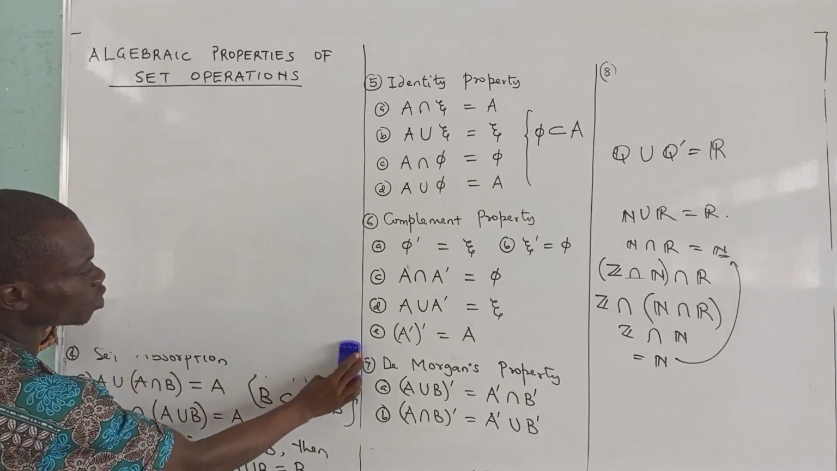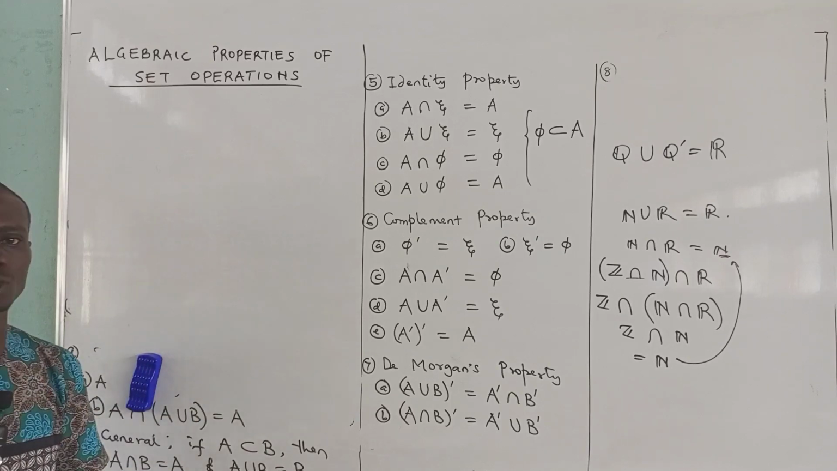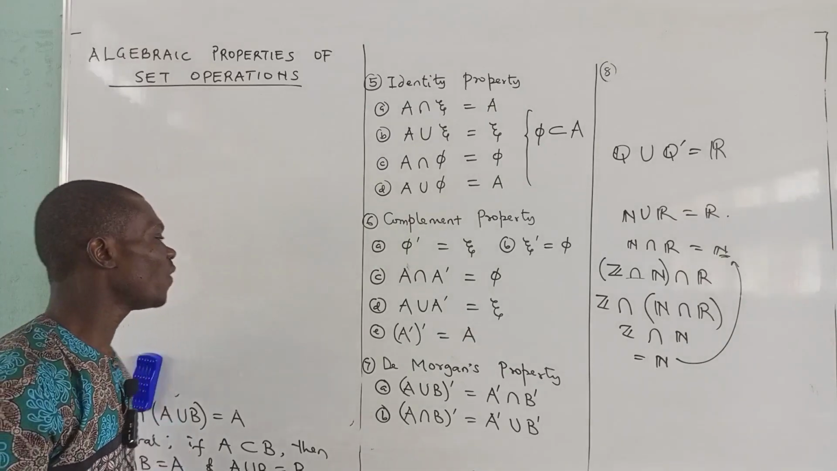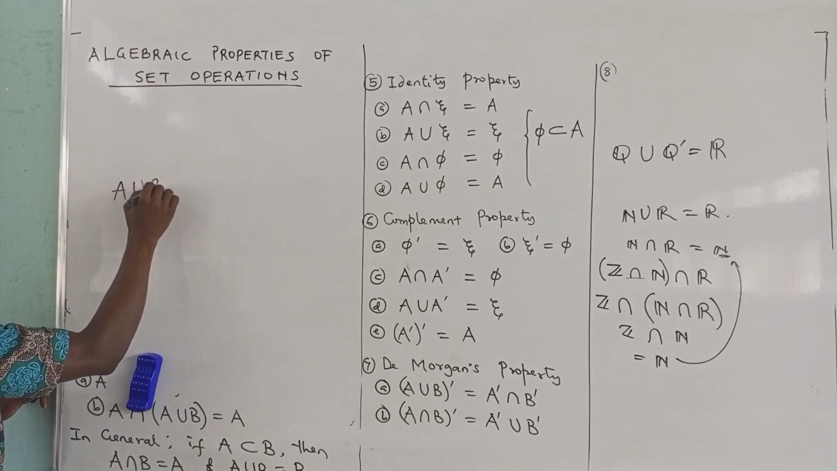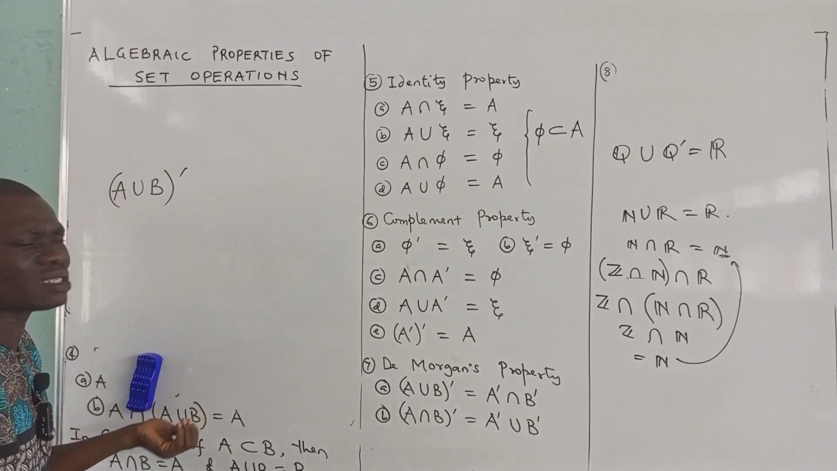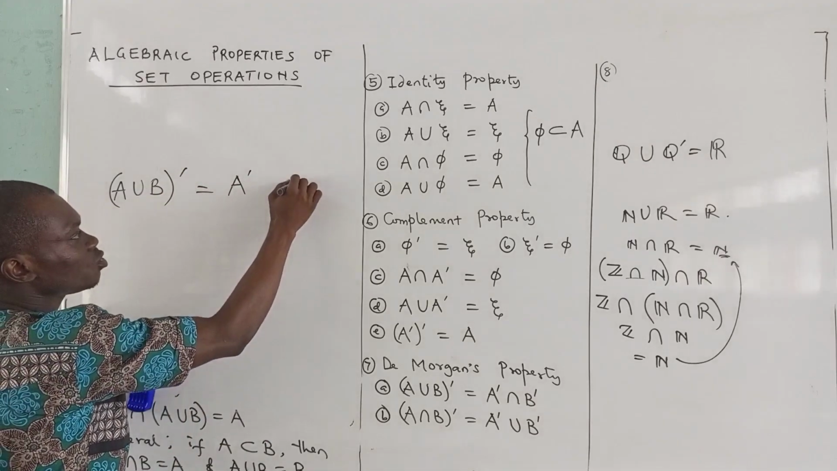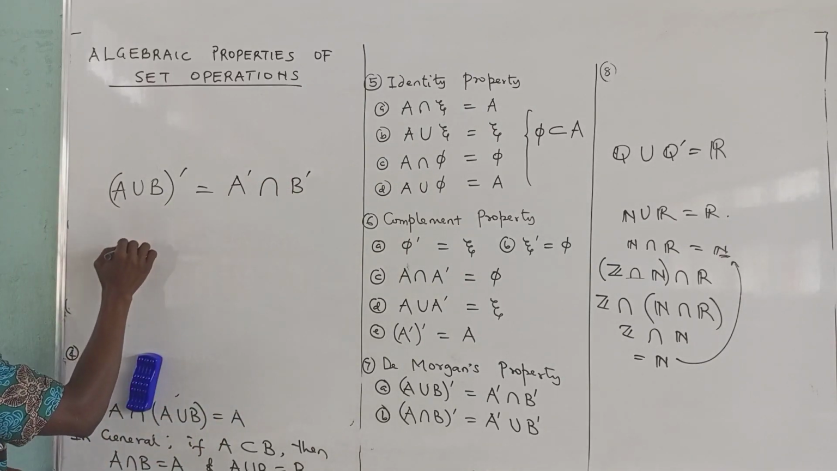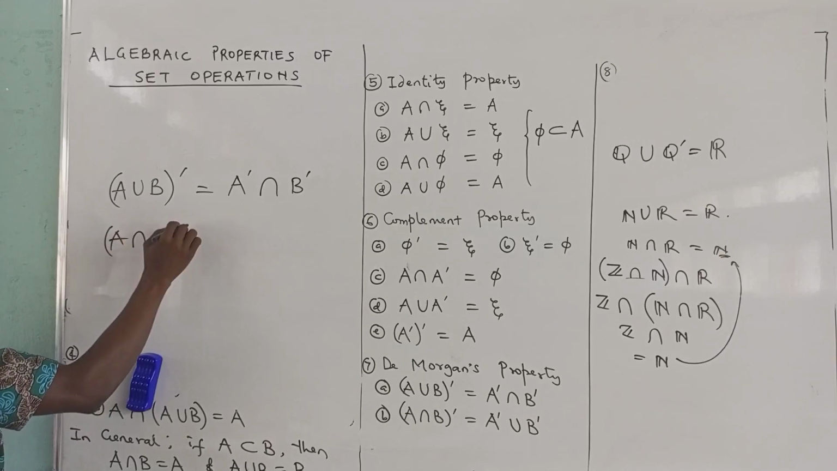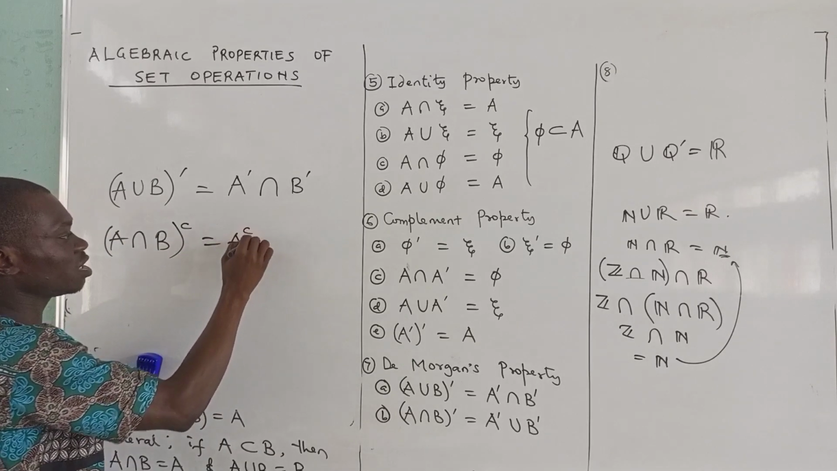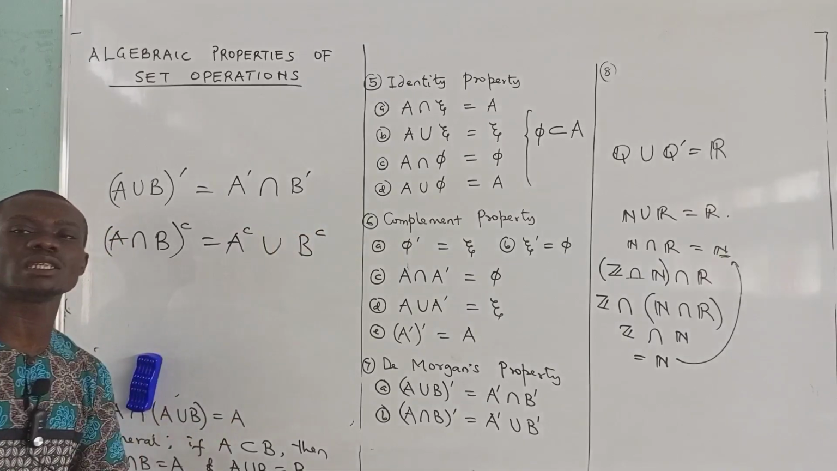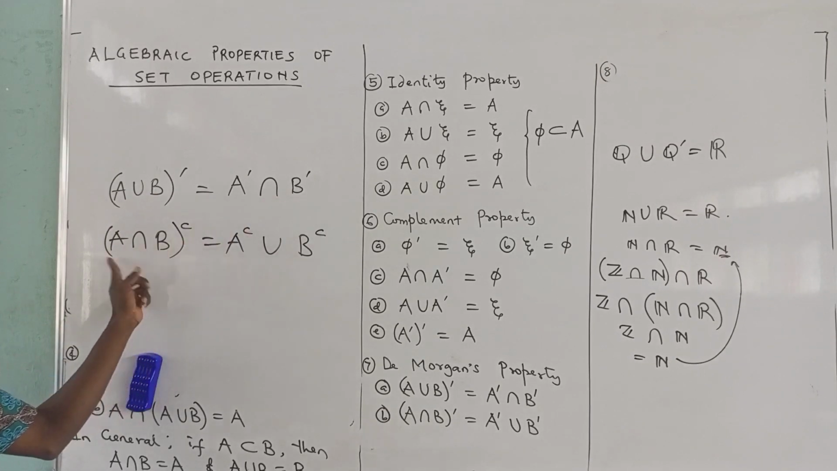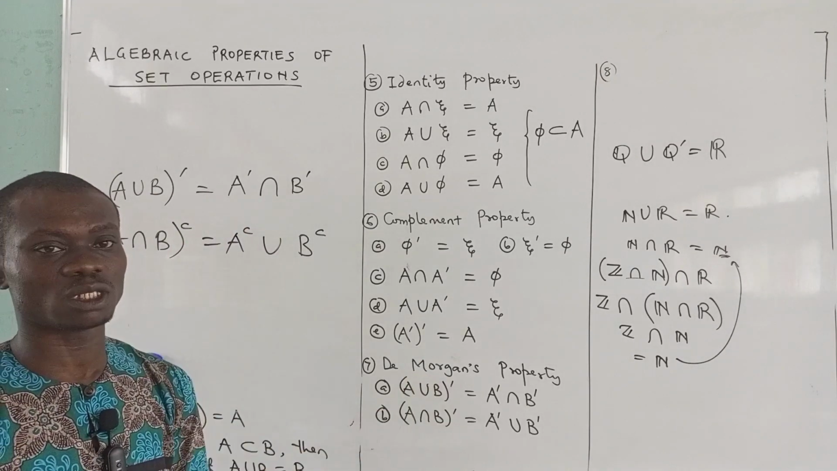Now, the next one we have here is De Morgan's rule, or De Morgan's law, which we can also call De Morgan's properties. It says that if I have the union of two sets and I want to take the complement, that is just the same thing as taking the complement of the two sets individually and then taking the intersection. The same thing is applicable if I have the intersection of two sets and I'm taking the complement. That is just the same thing as taking the complement of the two of them and then taking their union. So the complement will turn union to intersection, and it will turn intersection to union. And we call this De Morgan's property.